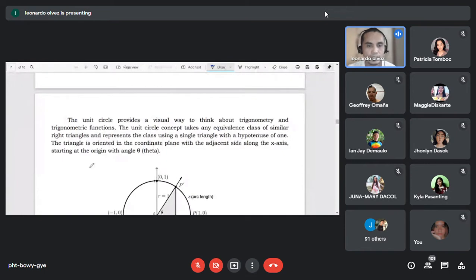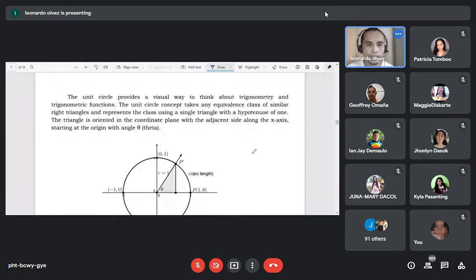The unit circle provides a visual way to think about trigonometry and trigonometric functions. The unit circle concept takes any equivalence class of similar right triangles and represents the class using a single triangle with a hypotenuse of 1. The triangle is oriented in the coordinate plane with the adjacent side along the x-axis starting at the origin with angle theta.